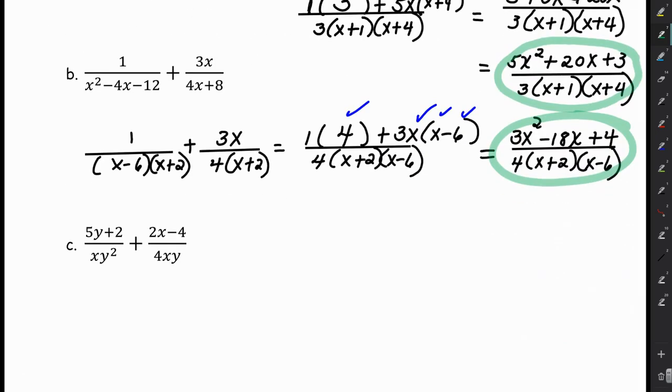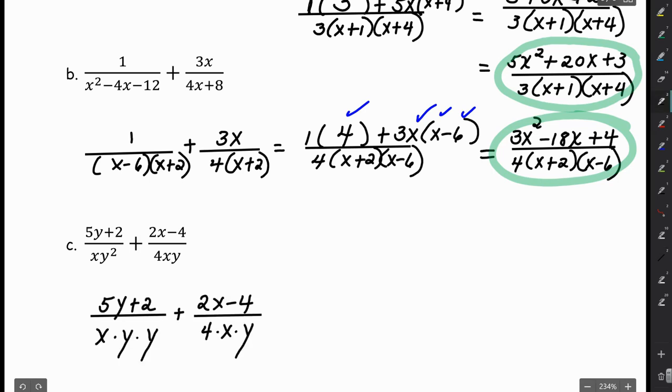Let's take a look at letter C. We're going to factor first. All right, we've factored, just write out. If it says y squared, just write y 2 times. Now we'll come up with our common denominator. All right, so we have x occurring once in both terms, so I know I need an x. Let's write that in.